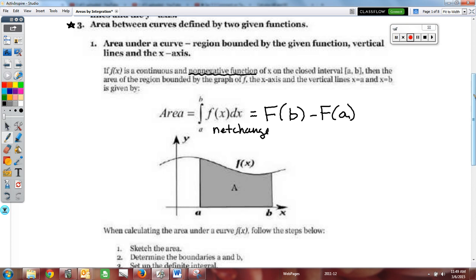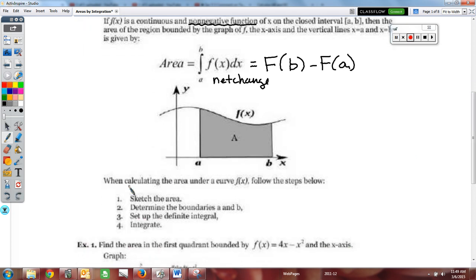So what we would do in this problem is sketch the area so that we can see and visualize what we're looking at. We make sure we know what our boundaries are from a to b, the left and the right bounds. We set up our definite integral, and then we perform the integration.